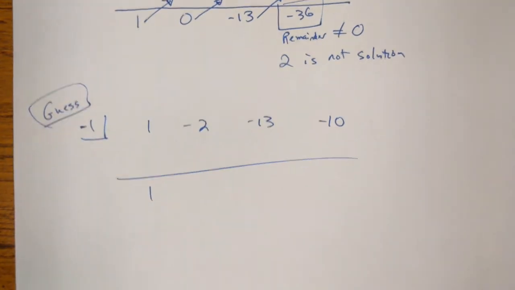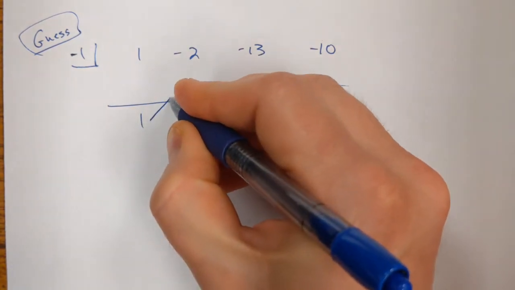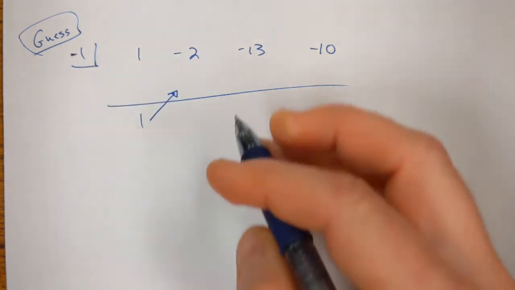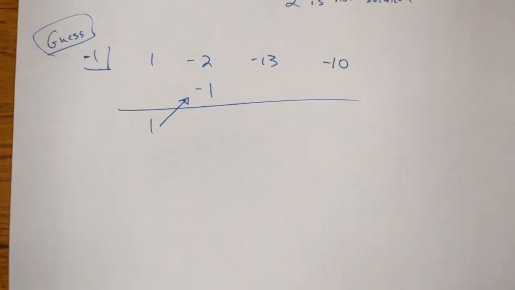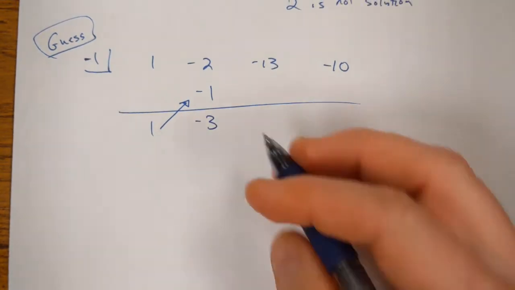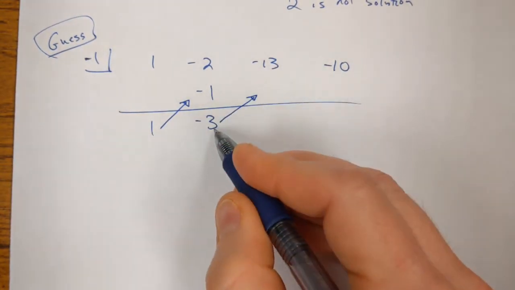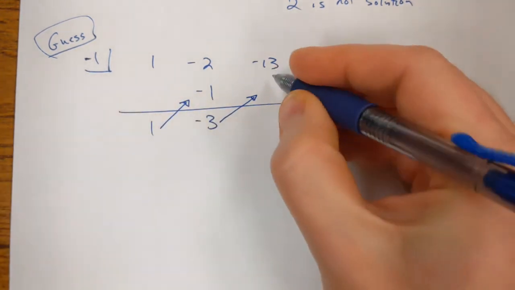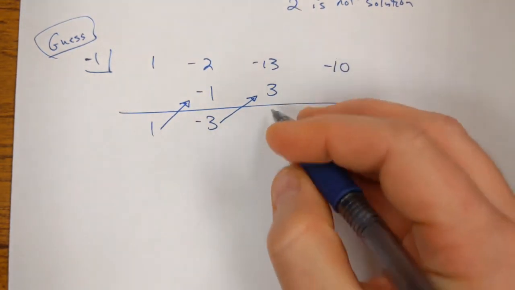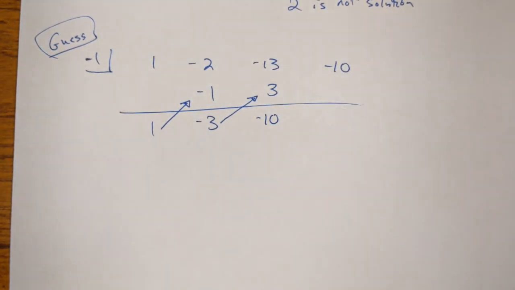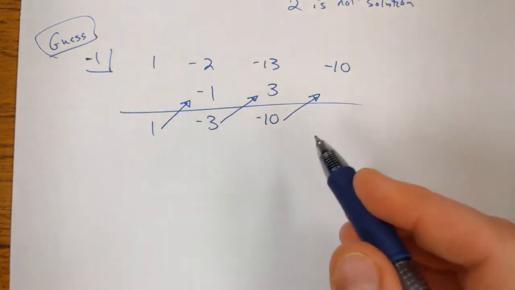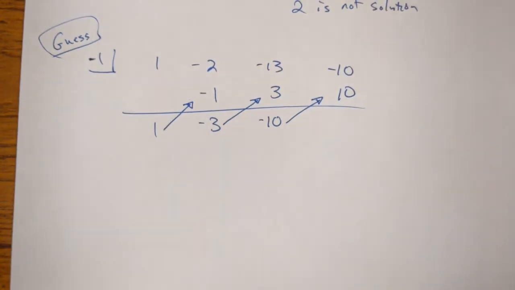This one gets dropped below the line. And then along this diagonal, I'm going to multiply this value times my guess. 1 times negative 1 is negative 1. Add the column, negative 3. Now along this diagonal, I'm going to take negative 3 times my guess. Negative 3 times negative 1 is positive 3. Add my column, negative 13 plus 3, negative 10. Now here on this last diagonal, I'm going to take this value, negative 10, times my guess. Negative 10 times negative 1 is positive 10.